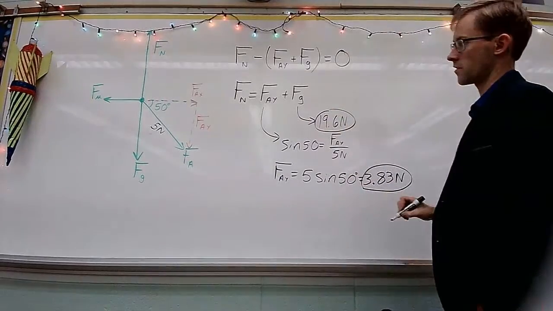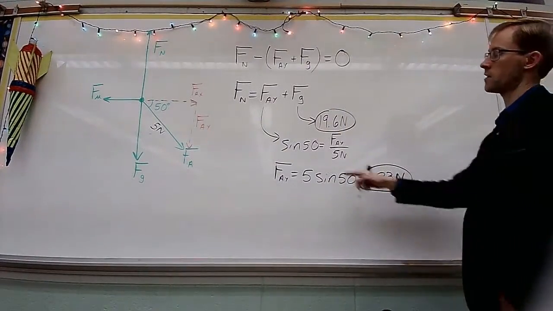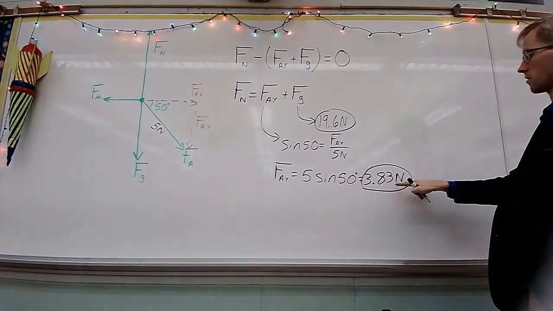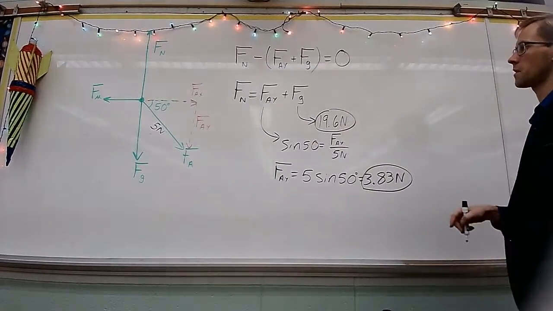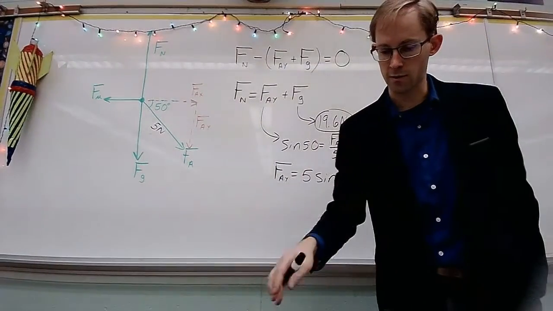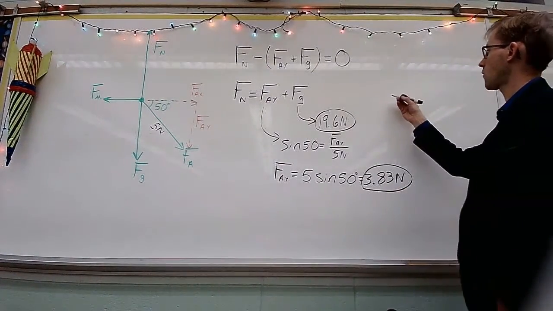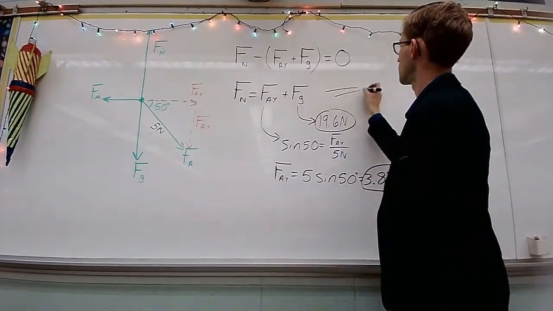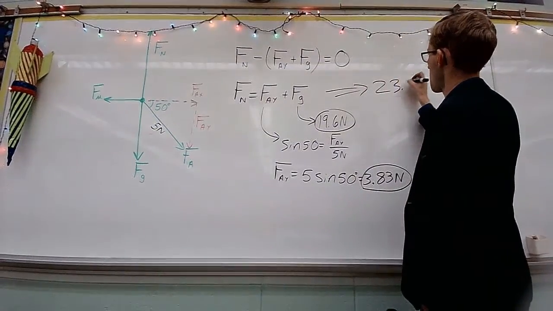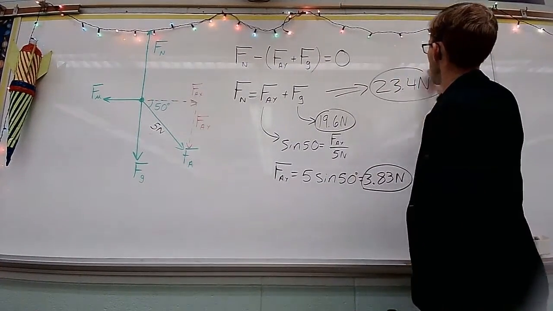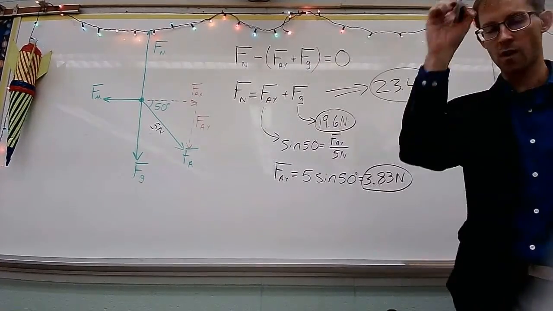So in order to get your normal force then, you add your applied force in the y direction to your force of gravity, and out pops your final answer. Normal force is equal then to 23.4 newtons. And we're almost there. One more to go.